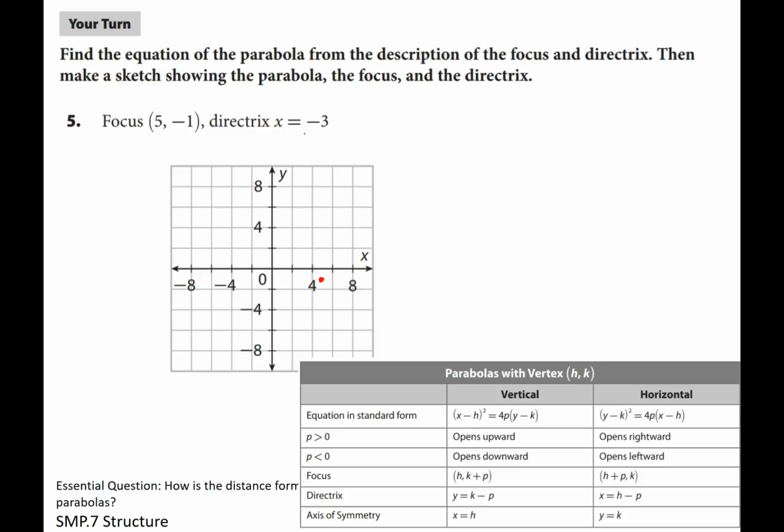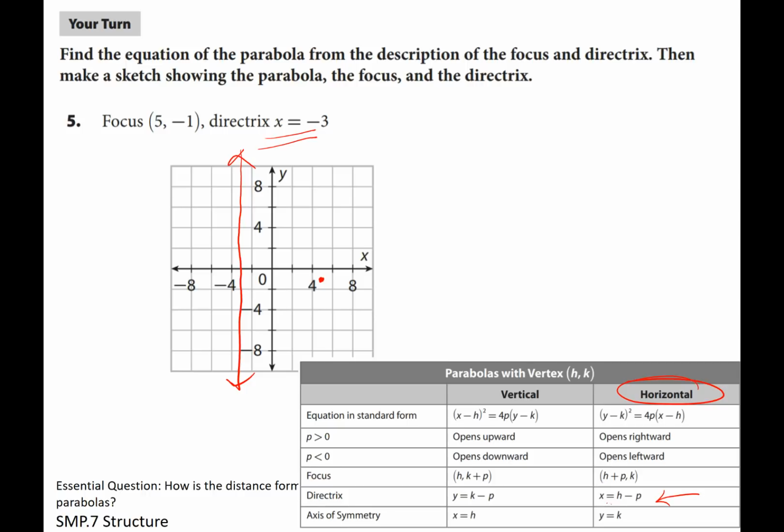And then the directrix is an x equals, so it is vertical, which means that our parabola has to be horizontal. If you forgot, look here, here's your hint: it's an x equals directrix. All right, so we're going to put a vertical directrix at -3.